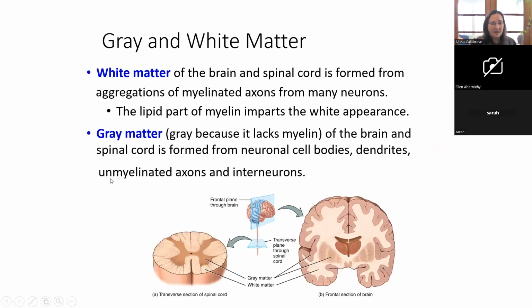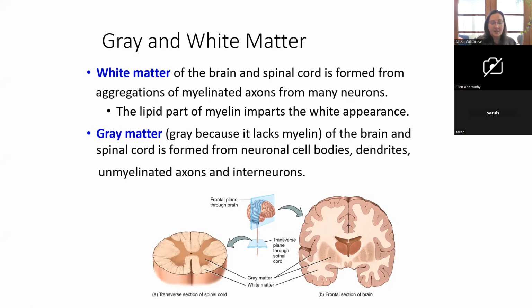We haven't mentioned yet the difference between white matter and gray matter. If we look at a section through the brain here or a section through the spinal cord, you notice that some of the tissue looks a little darker and some of the tissue looks lighter. The gray matter is going to be mostly cell bodies and dendrites that do not have myelin on them.